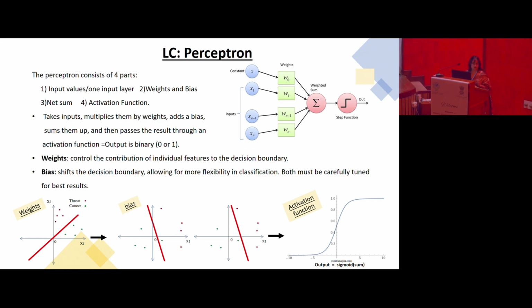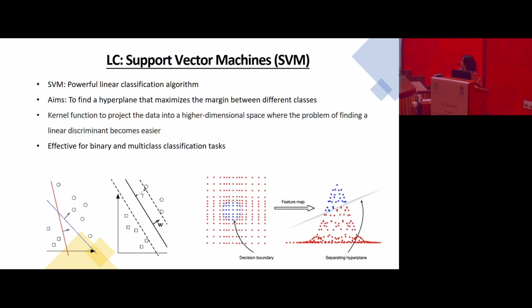Activation function is actually the heart of the perceptron, and we will be learning about it in detail shortly, but before that, let us learn about support vector machine, which is another very frequently used linear classifier. So SVM is a powerful linear classification algorithm, and it aims to find a hyperplane that maximizes the margin between different classes. In this example, we have the option to draw a linear classifier like this, or maybe like this, but what SVM does is it draws a classifier in this manner so that there is a maximized margin between the two classes.